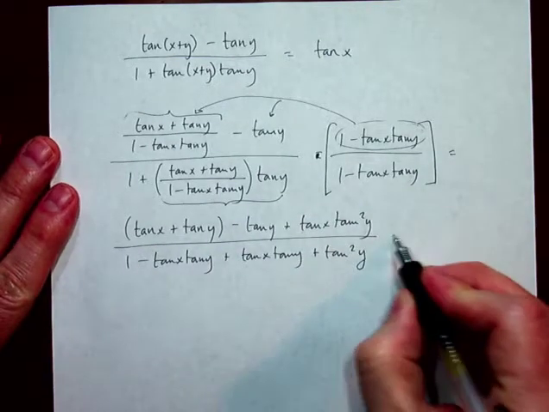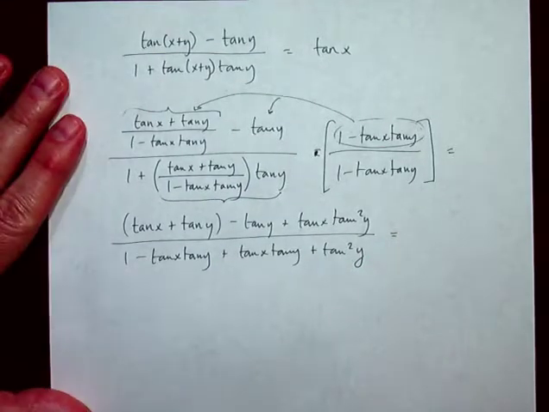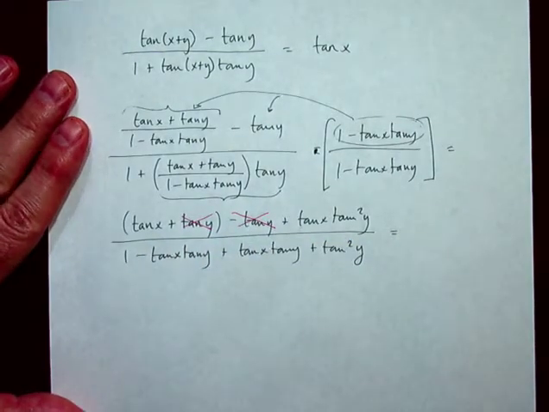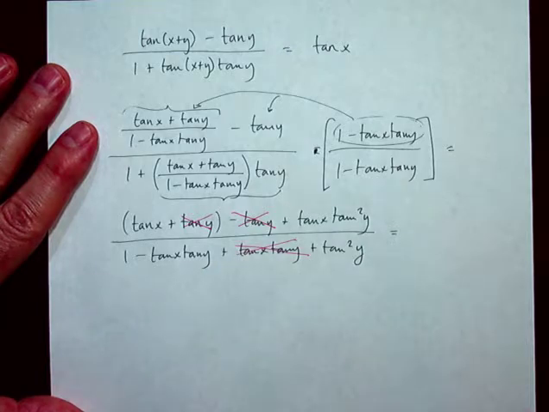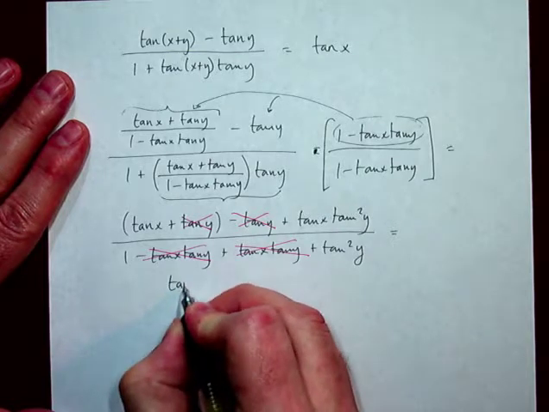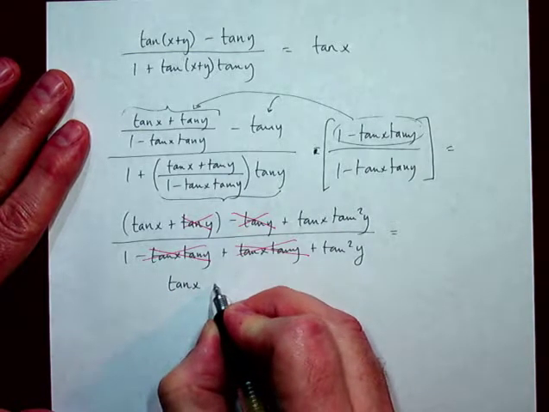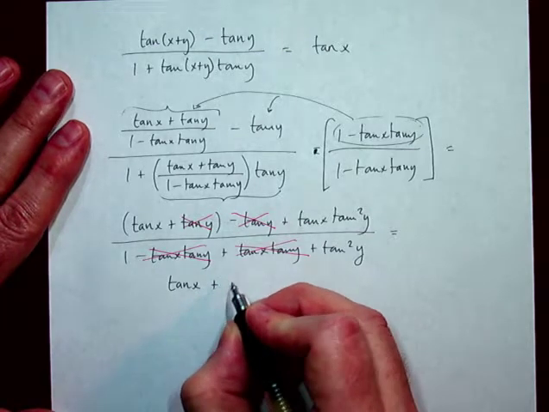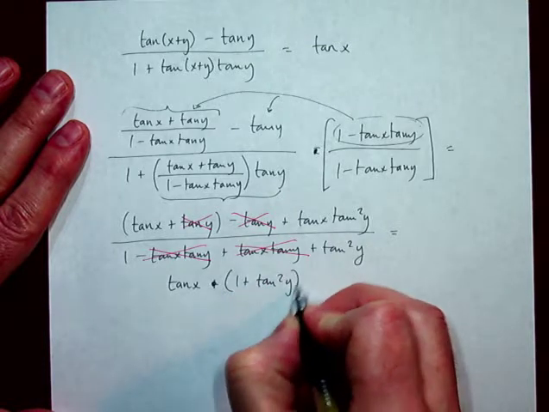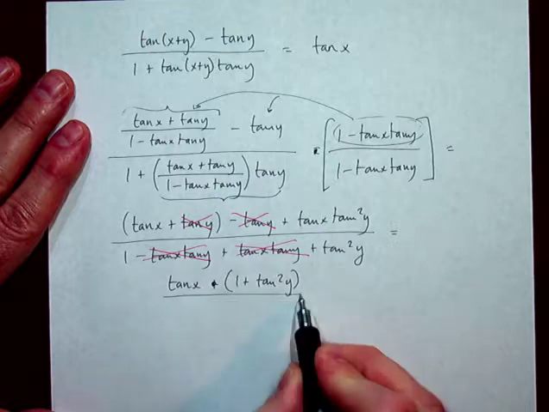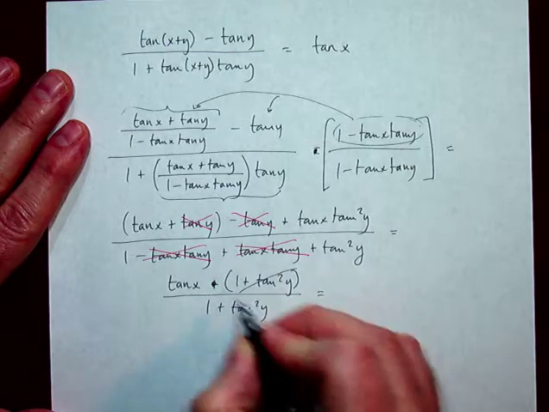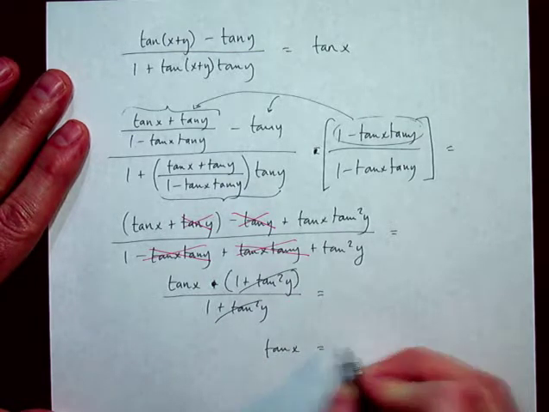Now, you should be recognizing the fact that there is cancellation going on in both the numerator and denominator. This is positive tangent y. This is negative tangent y. This is positive tangent x tangent y. This is negative tangent x tangent y. And what I have left here is tangent x plus, let's go ahead and factor out 1 plus tangent squared y. And then in the denominator, I simply have, oh my gosh, will you look at that, 1 plus tangent squared y. Boom, boom. I just have tangent x.